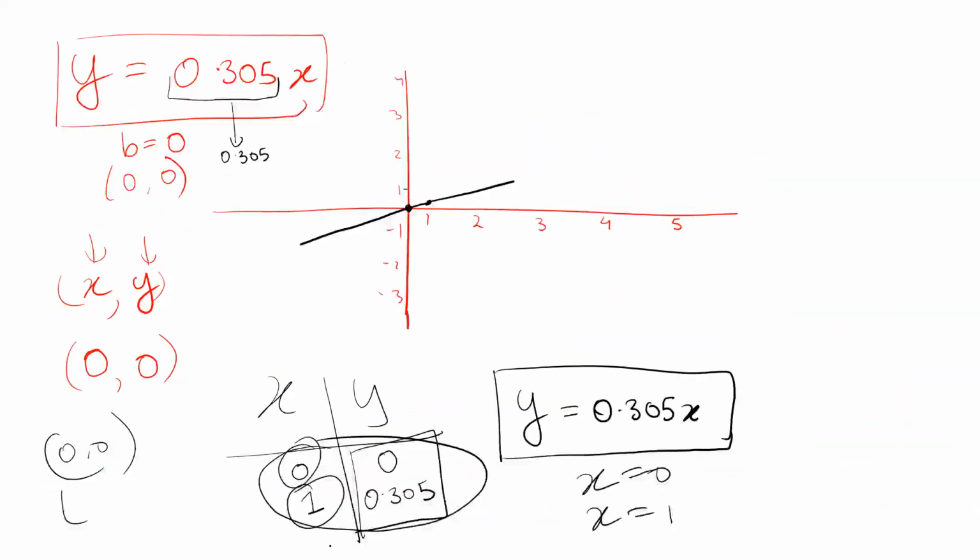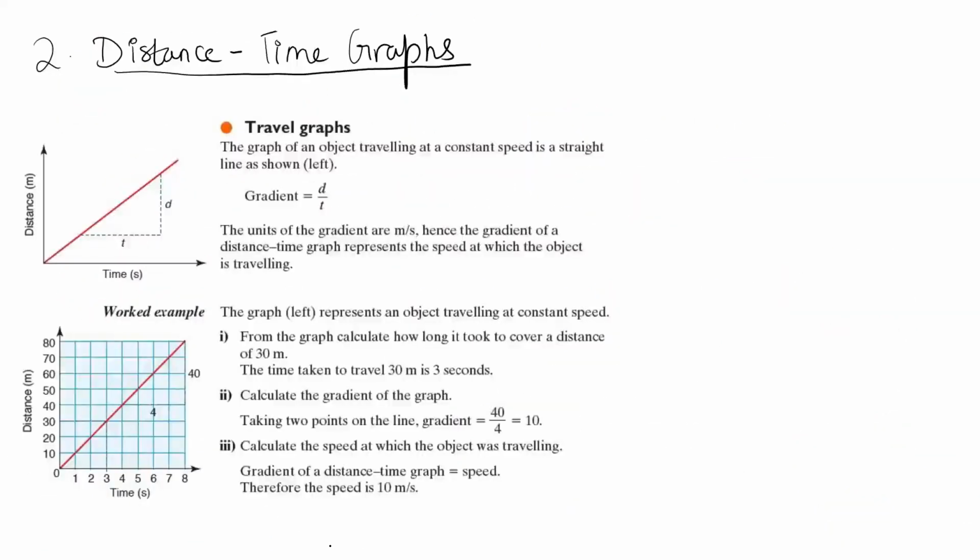Okay, great. So now we'll move on to distance time graphs. This is a very typical example, especially in physics. If you're taking physics, you might see this a lot. You draw a graph of distance against time. What that means is, as time passes, how much distance have you covered?